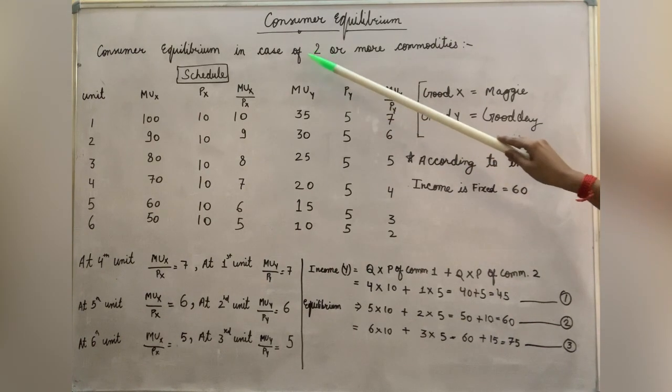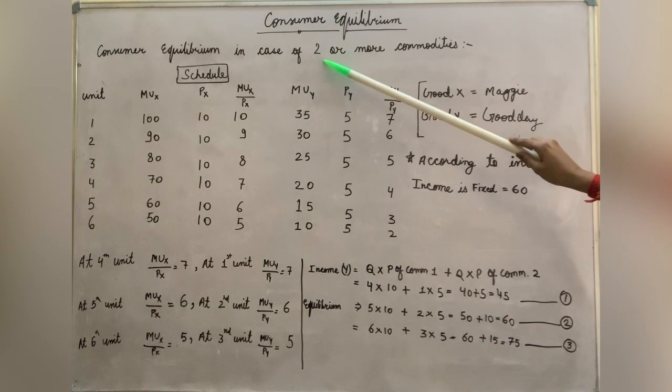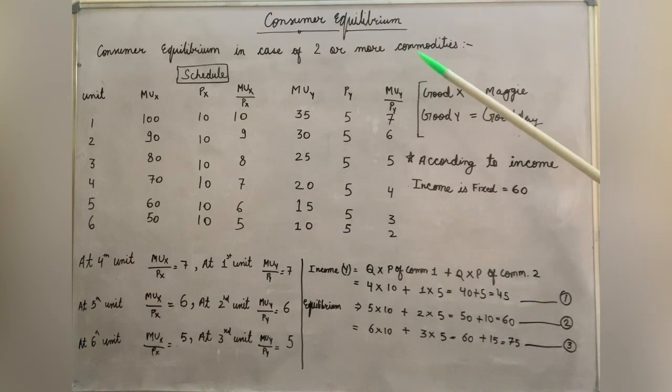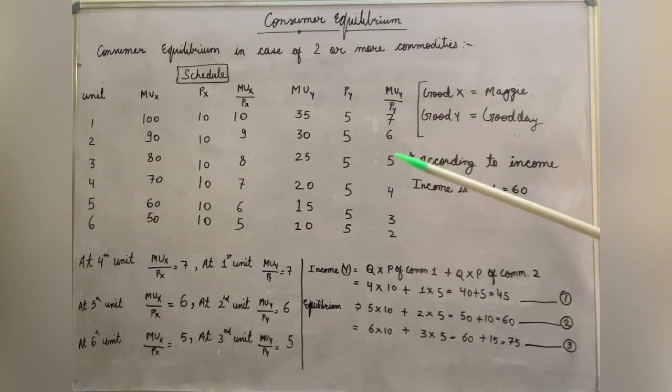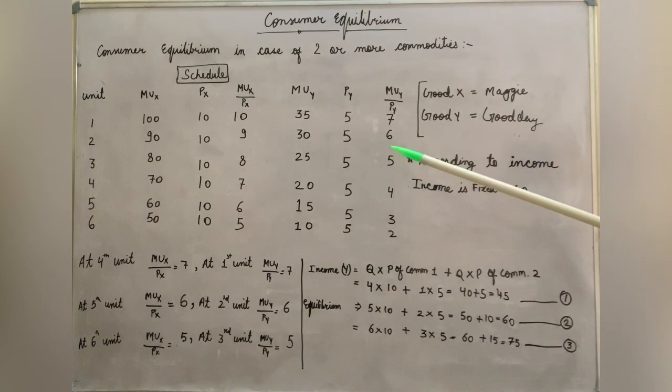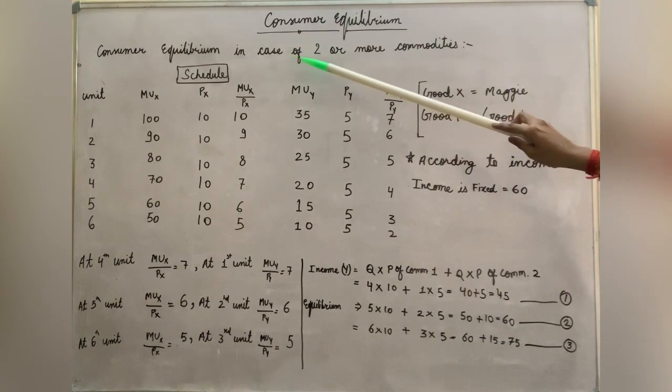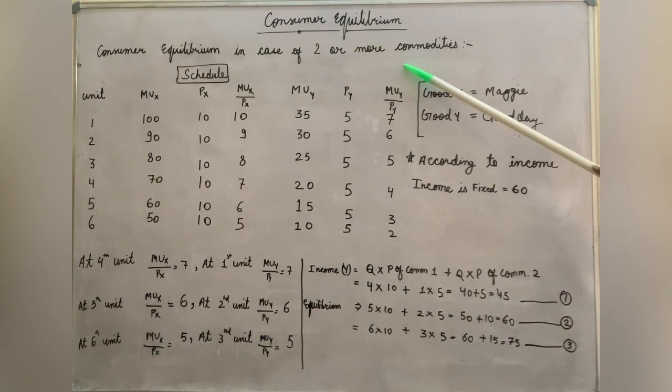So here we can understand that in the case of 2 commodities, we will substitute or sacrifice 1 unit of any commodity. At the same time, we will increase the consumption of the second commodity for the sake of achieving an equal satisfaction level. So I hope you got the clear meaning of consumer equilibrium in case of 2 or more commodities. Thank you.